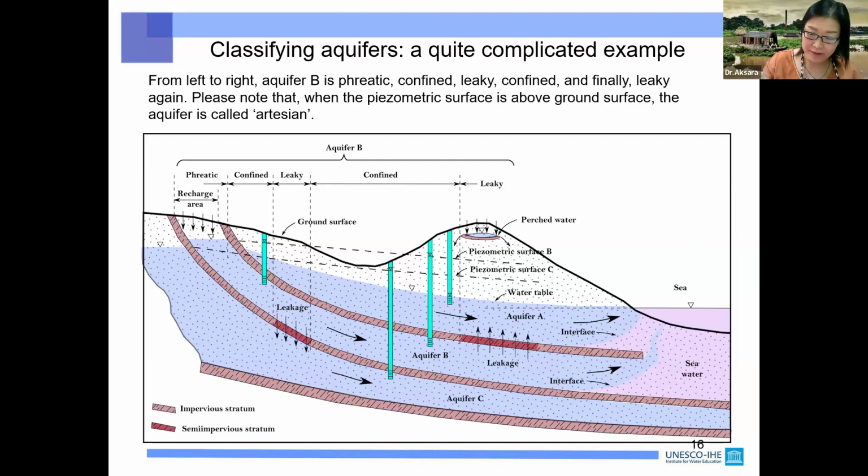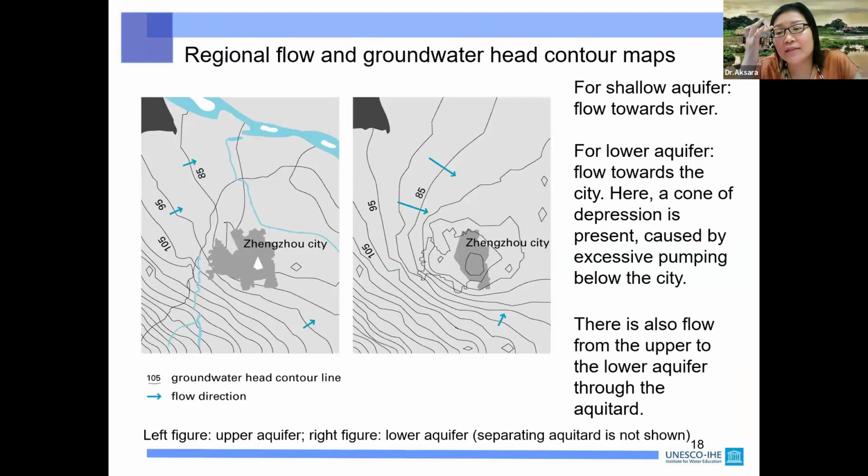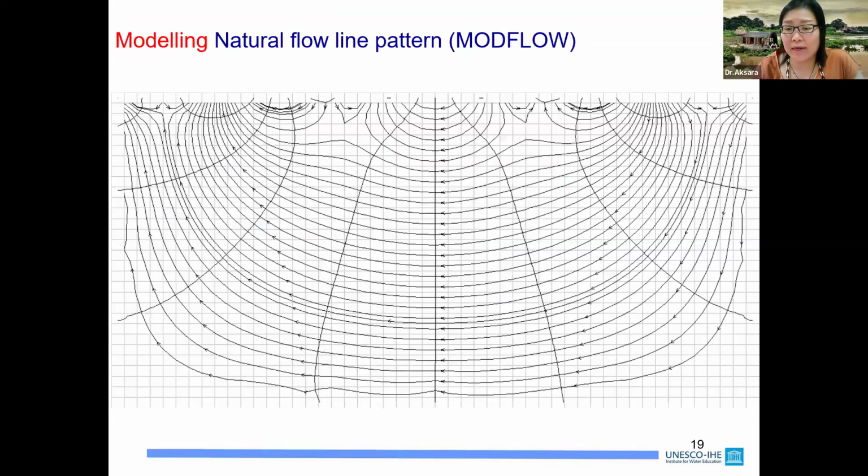Okay, next. And this is the contour. This is the head contour, the groundwater head contour map, which we're going to try to construct by yourselves soon. And this is also the flow net that I already talked about.